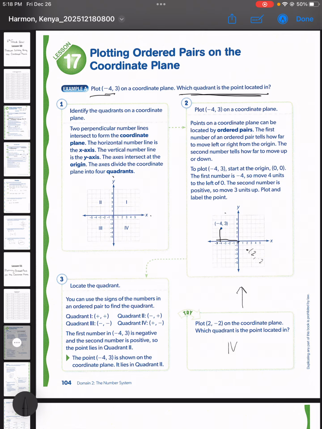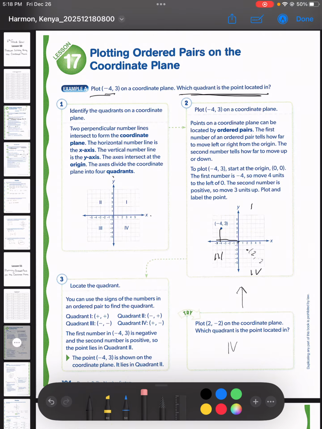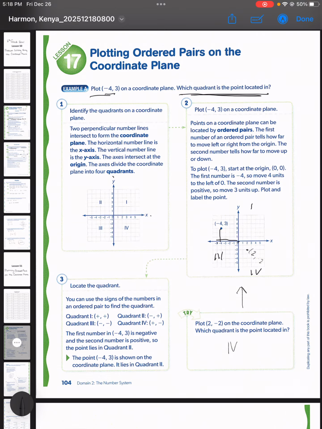And now they need to identify the quadrants. Students should label 1, 2, 3, and 4. And then it's very easy to see that -4 and 3 is in the second quadrant.